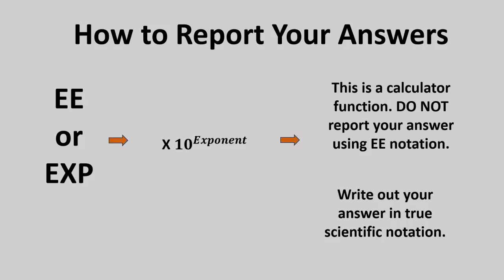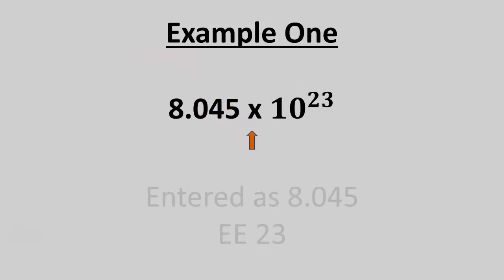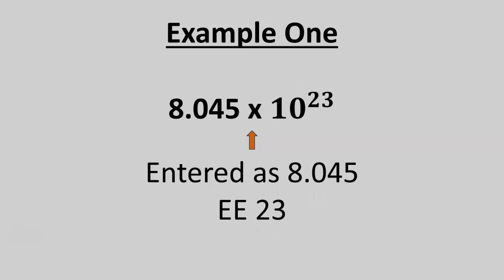Now, if you're confused about scientific notation, you might want to find our video on scientific notation and how to use the decimal point. So let's just do a couple of examples. This is going to be the first one. We have 8.045 times 10 to the 23. All right, well, we're going to enter this into our calculator as 8.045 EE 23.